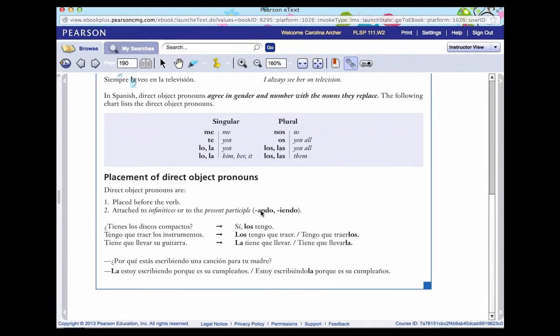What about the present participle, the ando yendo? ¿Por qué estás escribiendo una canción para tu madre? So, estás escribiendo una canción. We're going to replace una canción with the direct object pronoun. Writing it, okay? So, we can either put the pronoun before the conjugated verb or attached to the yendo verb. So, for example, la estoy escribiendo porque es su cumpleaños. Or, estoy escribiéndola porque es su cumpleaños. Either way, okay? So, with infinitives or the present participle, we're going to attach the pronouns to those verbs, or they're going to go before a verb that is conjugated, okay?